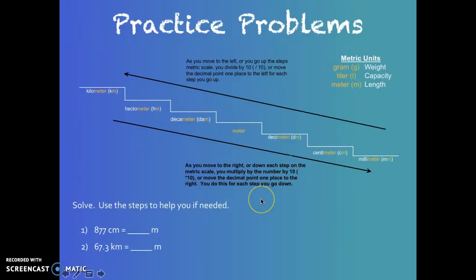All right, so here are your practice problems. I will leave this here if you need to look at it. Plus, you should now have it copied down in your math notebook. You're going to start with 877 centimeters, and you're going to go to meters. So your decimal is going to take 2 jumps to the left. Notice here you're starting with kilometers and you're going down to meters. So your decimal is going to go 1, 2, 3 jumps to the right.